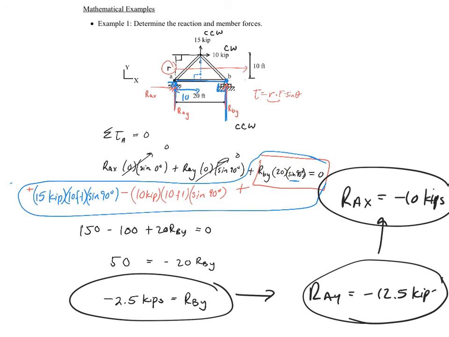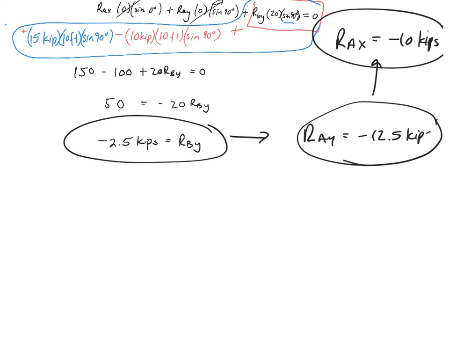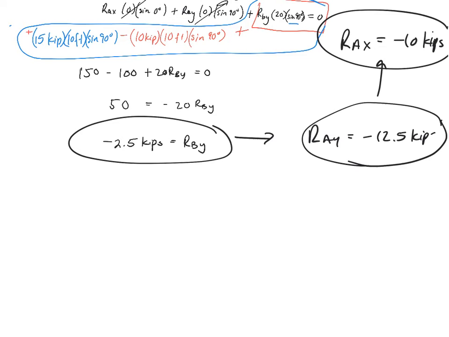So let's take a look at node A. Okay, let's take a look at node A. So node A is going to have a force pulling on it this way from that member. It's going to have a reaction RAY, which is down 12.5.